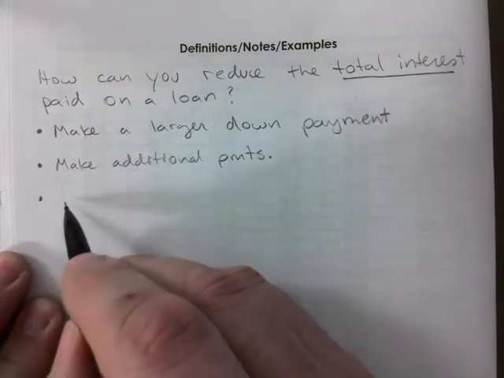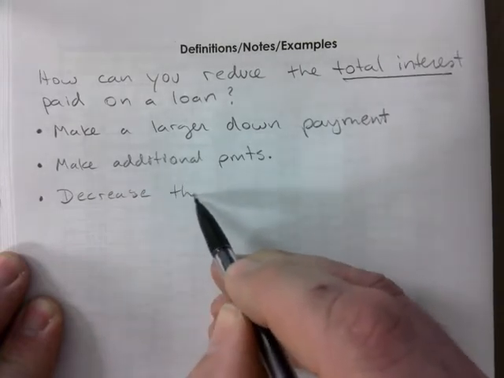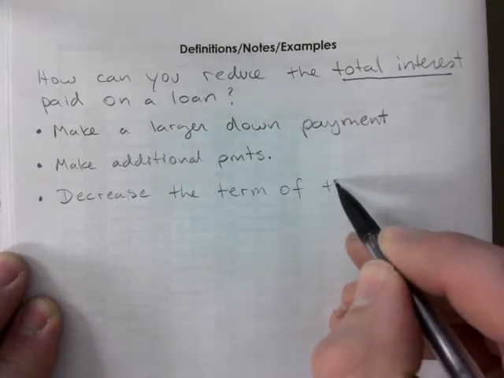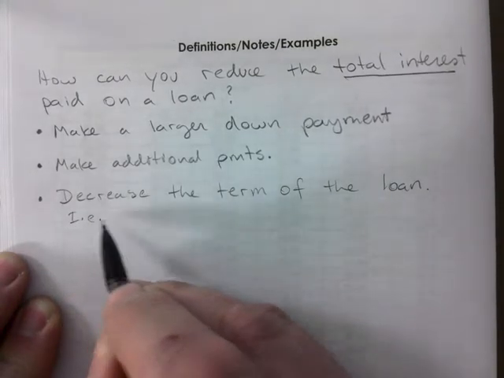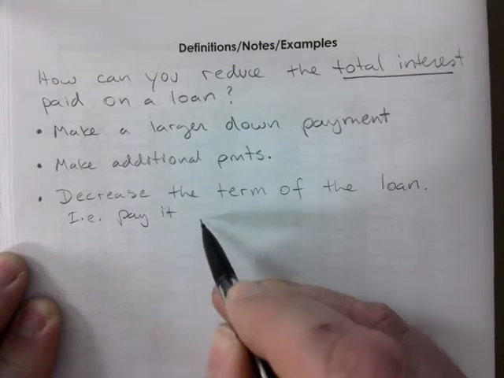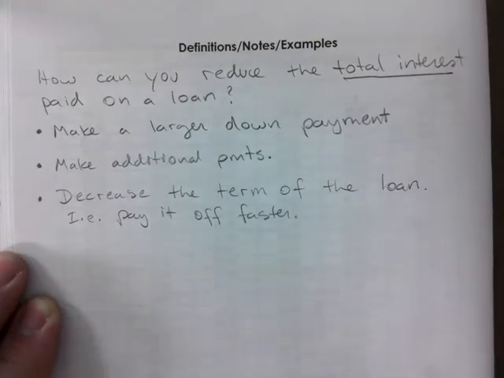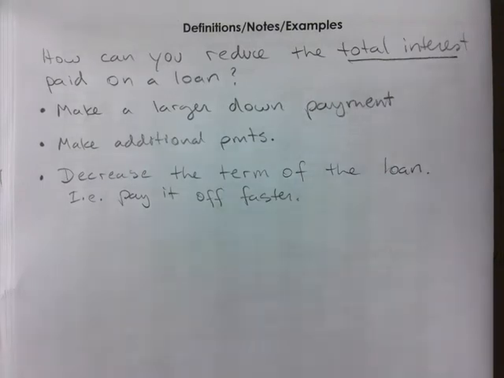Here's another one. You can decrease the term of the loan, in other words, pay it off faster. Another word for term is amortization. If you say I want a smaller term or a smaller amortization, you decrease the term of the loan, pay it off faster.